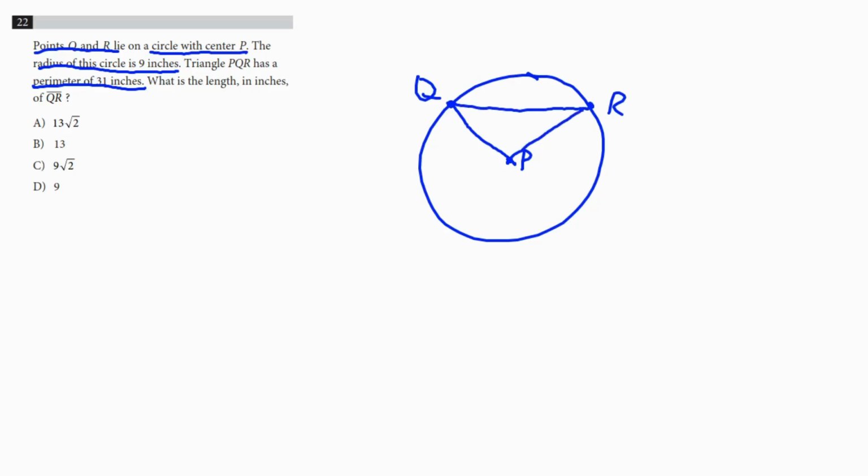So remember, any line going out from the center to the edge is going to be a radius. So we know that these are going to be 9. We know that the perimeter is 31. So then, now it's pretty easy. We just do 31 minus 9 plus 9. And that's just going to be 31 minus 18, which is just going to be 13.